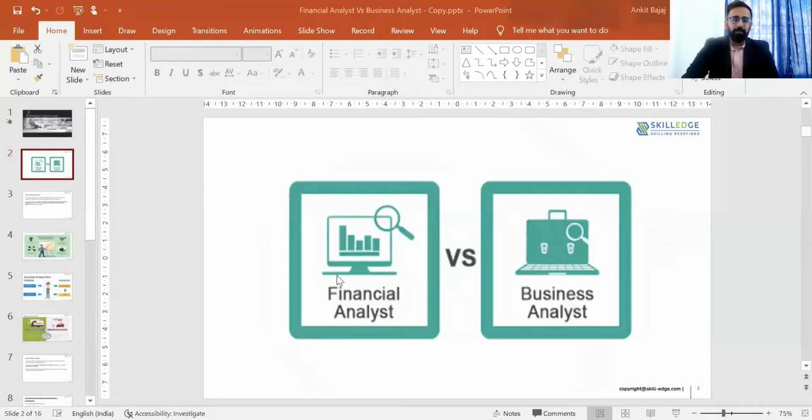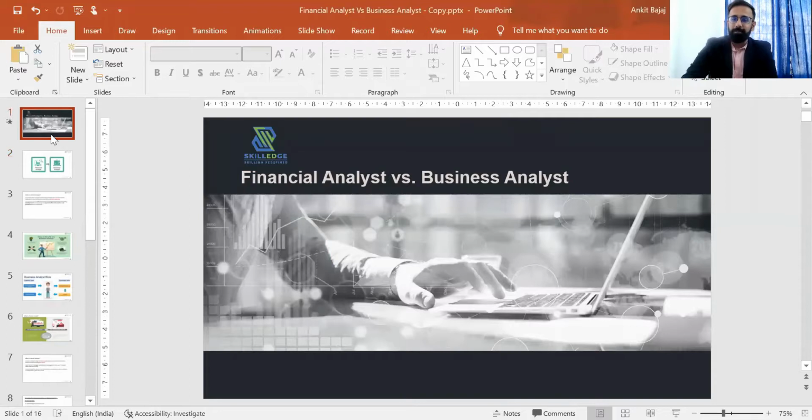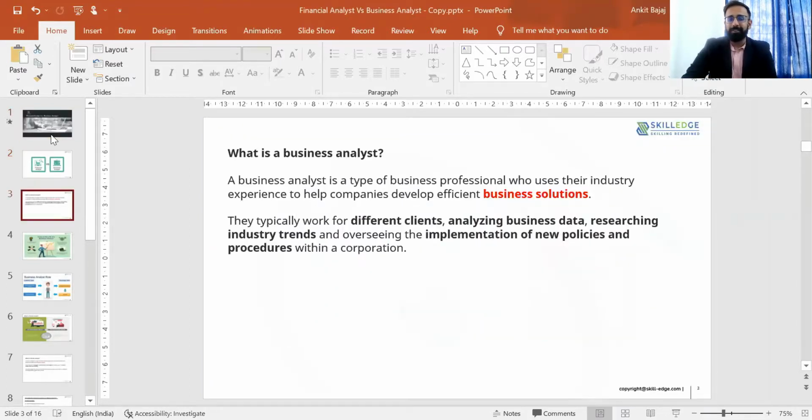So I will be sharing the presentation and we will try to understand what is the actual difference between business analyst and financial analyst. Most of the students think that business analyst and financial analyst do the same type of work, but there is a huge difference. First I will be talking about business analyst, then financial analyst, and after that we will see the differences, right?